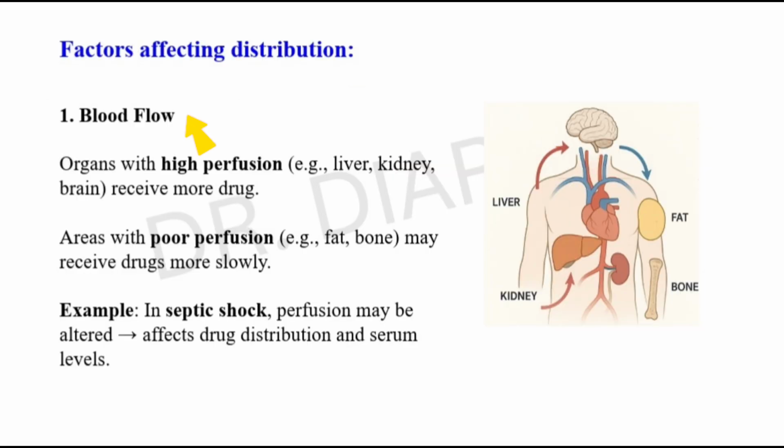1. Blood flow to tissues. The rate of perfusion, blood supply to different organs. Organs with higher blood flow receive more drug quickly. High blood flow has rapid distribution of the drug, e.g., brain, liver, kidneys. Low blood flow has slower distribution of the drug, e.g., fat, bone, cartilage. Example: in septic shock, blood flow is redistributed so it affects the drug levels and efficacy.